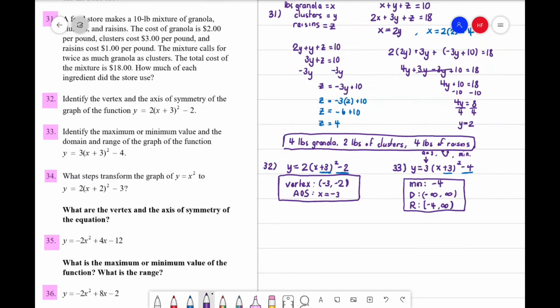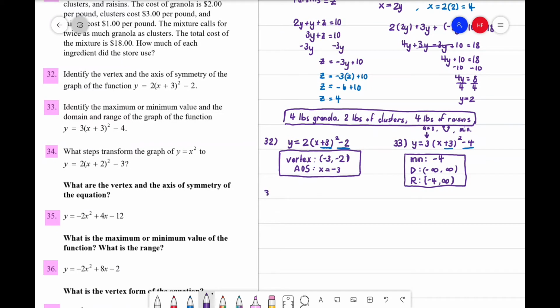What steps transform the graph of y equals x squared to y equals 2(x + 2) squared minus 3? Let me write it down. So we have one here, the second one here, and the third one here. So my transformations, the one with the 2 in the front, so my first transformation is a vertical stretch by a factor of 2.